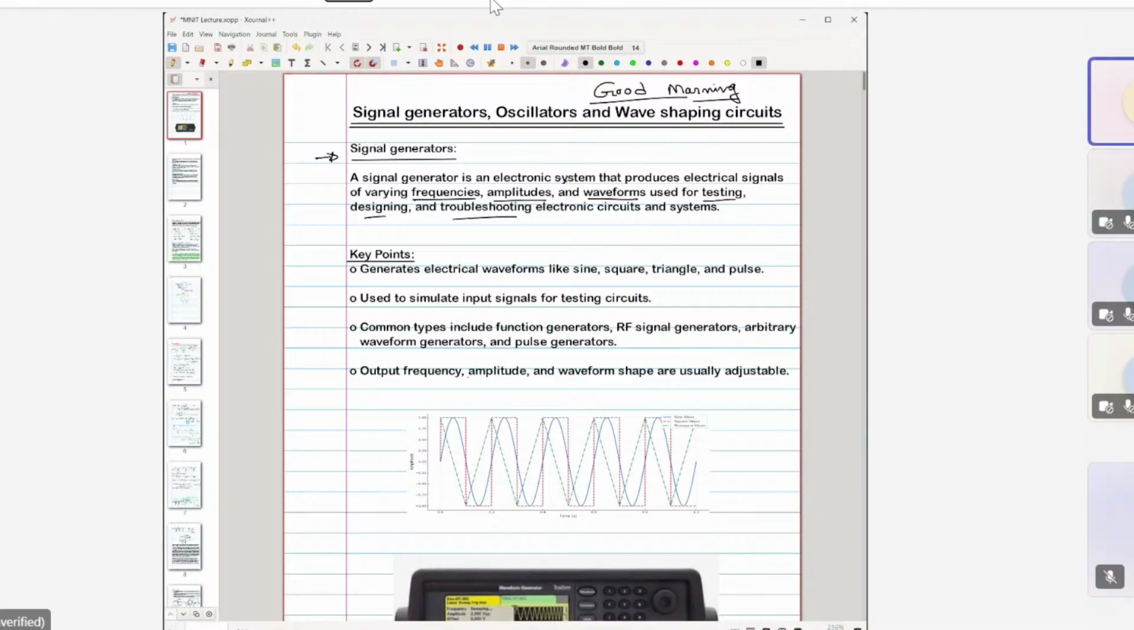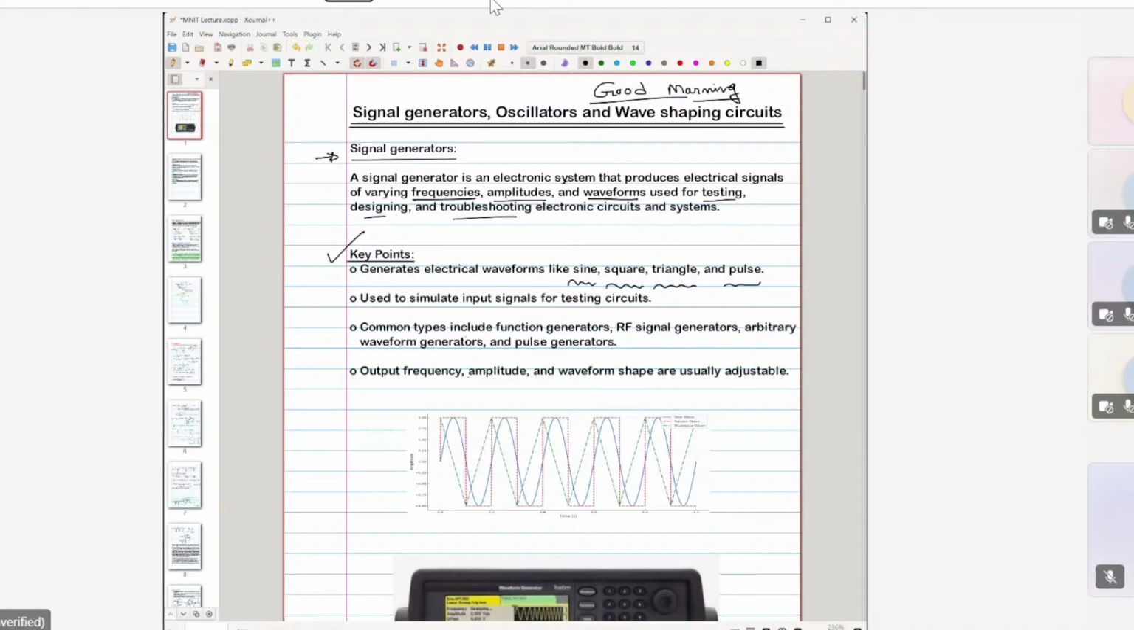Now, to start with signal generators, a couple of points. What do you mean by electrical waveforms? Typically, electrical waveform means either a sinusoidal wave, a square or rectangular wave, a triangular wave, or different types of pulses. As I already mentioned, these are used to simulate and test different types of circuits.